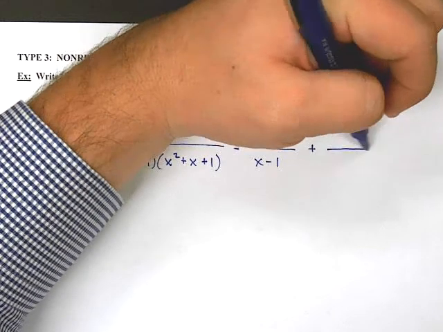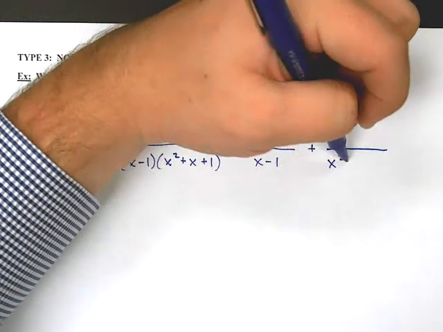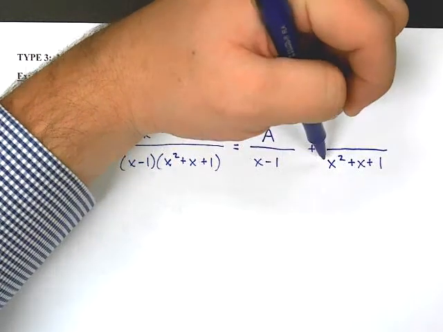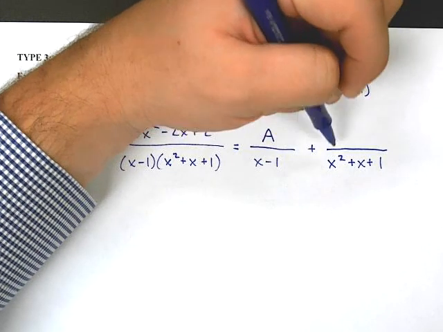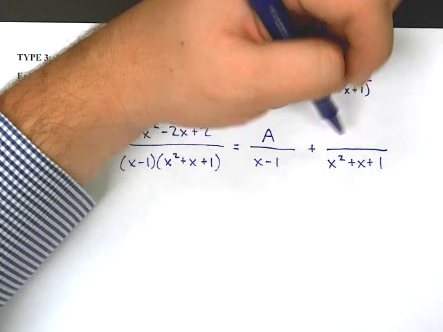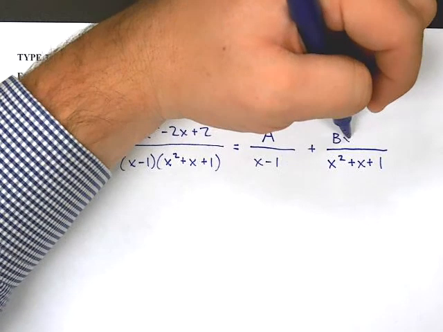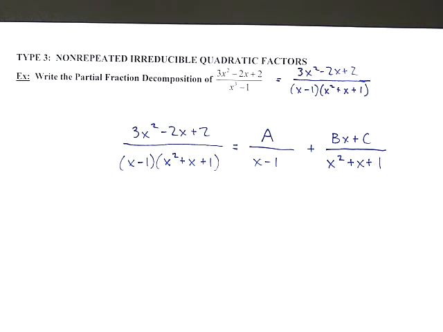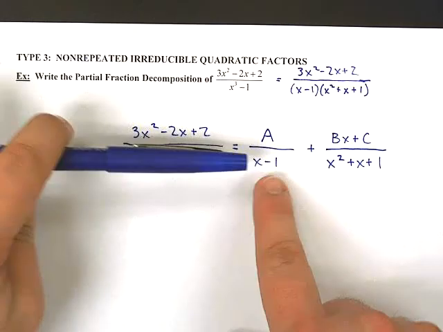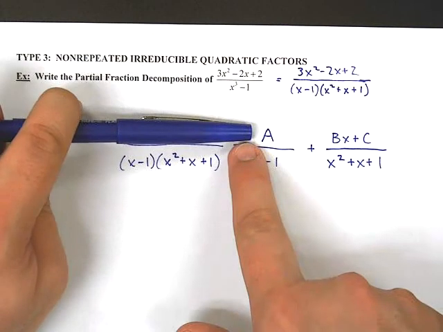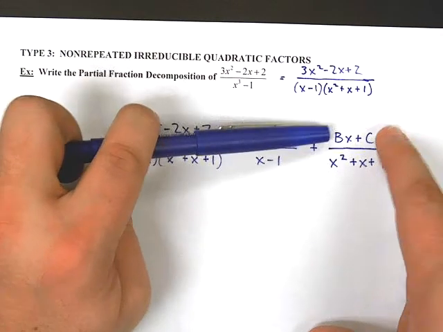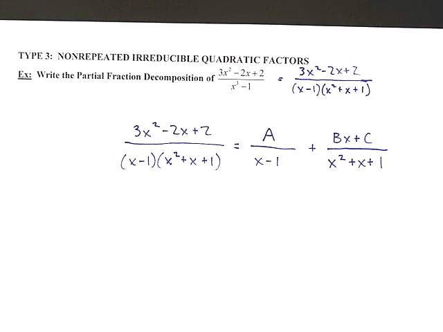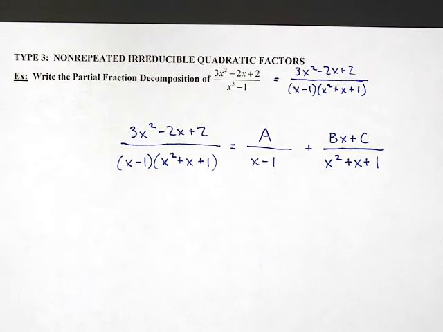Now, the part that changes. I now have a what in the denominator. This is a quadratic, which means I need a linear in the numerator. Okay, again, linear means constant in the numerator. Quadratic means linear in the numerator. Alright, and now it really turns into the same exact thing, guys.